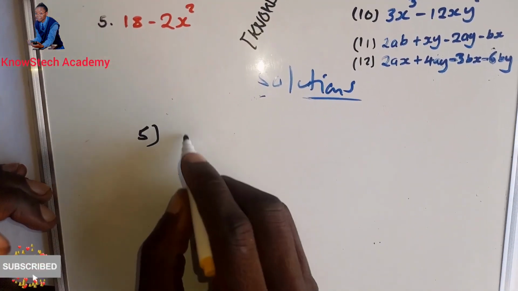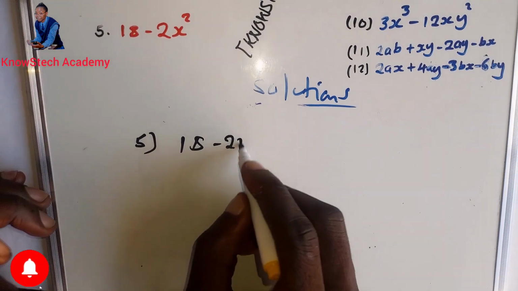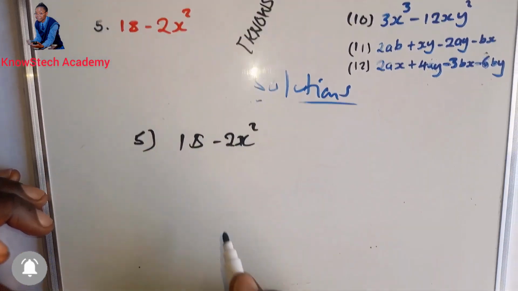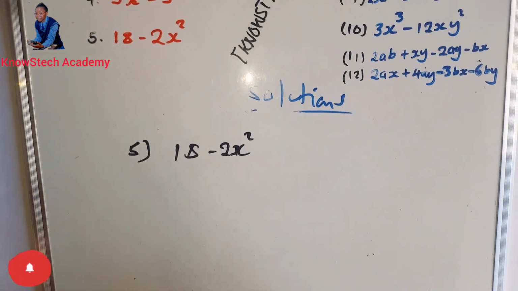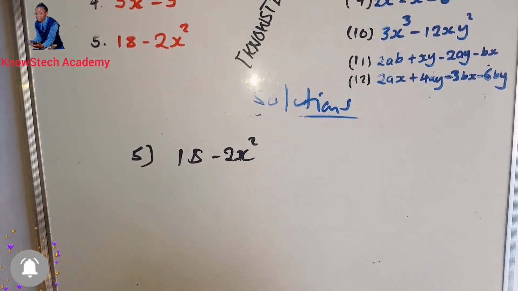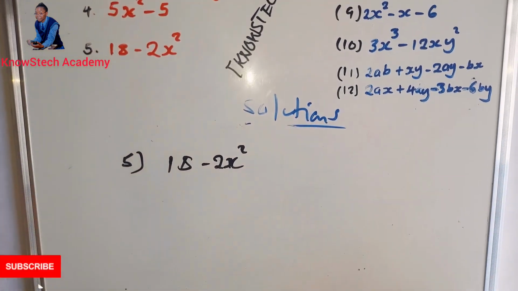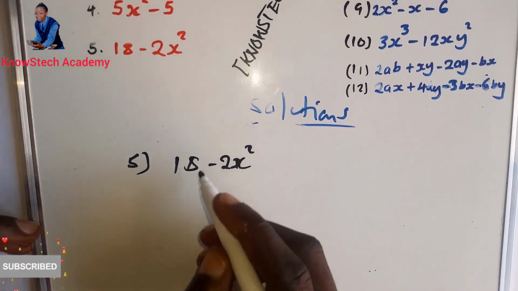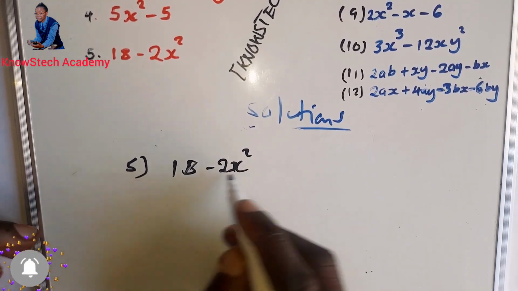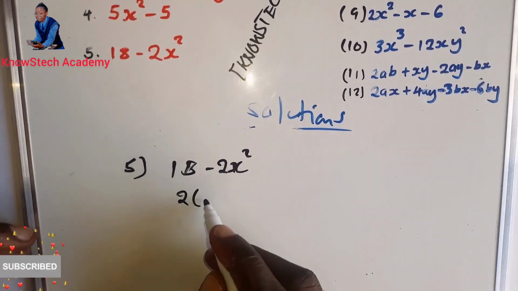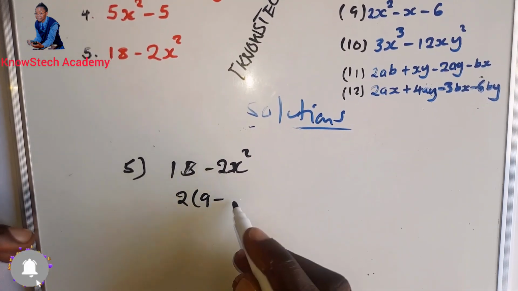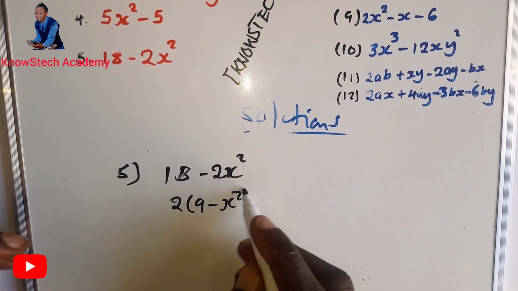The fifth question is 18 minus 2x squared. First, check for what is common. If you only have 2 terms, chances are that somewhere it's going to be a difference of 2 squares. But first, check for a common factor. So here 2 is common, 2 outside. 2 into 18 is 9. 2 into 2 remains with x squared.